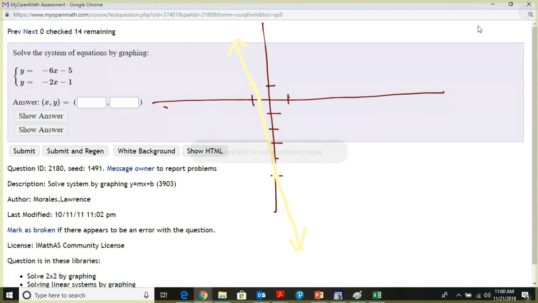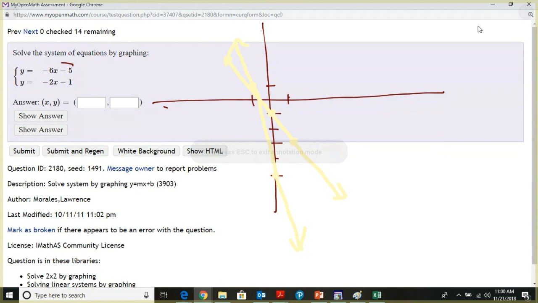So for the next one, it crosses the axis at -1, has a slope of -2. So I'm going to drop 2 and run 1. And it looks like that. So see, I can't really tell where they're going to intersect. So I'm going to do it a different way just because I don't have graph paper. I'm going to use substitution.